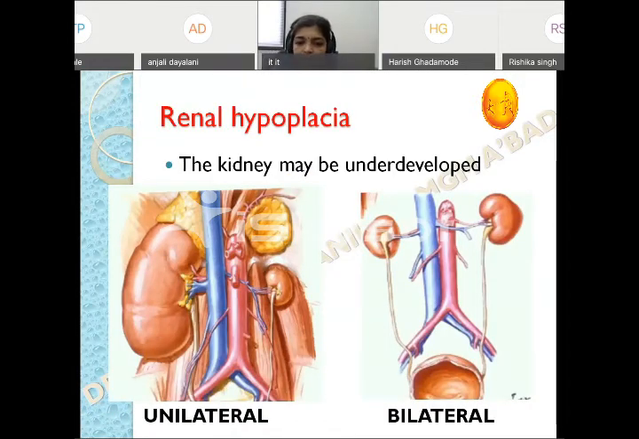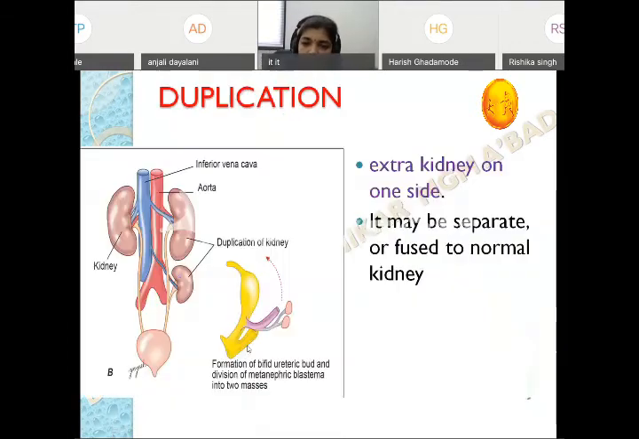Hypoplasia is an underdeveloped kidney. You can see this is the normal kidney and this is underdeveloped. It can be again unilateral or bilateral. Bilateral gives a very bad prognosis. Unilateral, the person may remain normal in whole of his life. This is duplication, where on one side there is an additional kidney. Extra kidneys appear. It can be separate or it can be fused with the normal. Okay, so this is duplication.